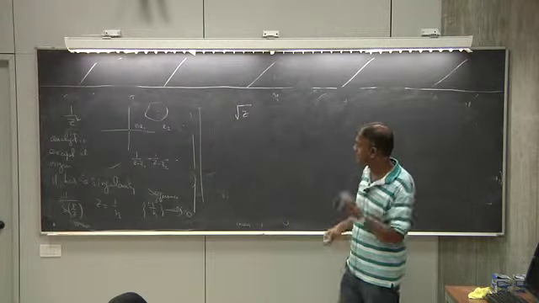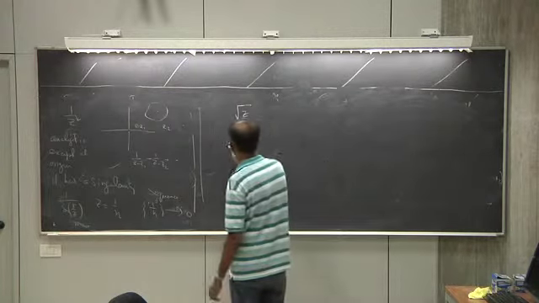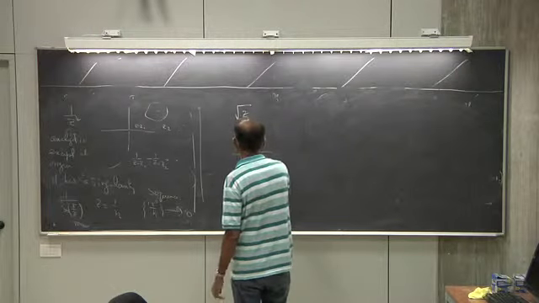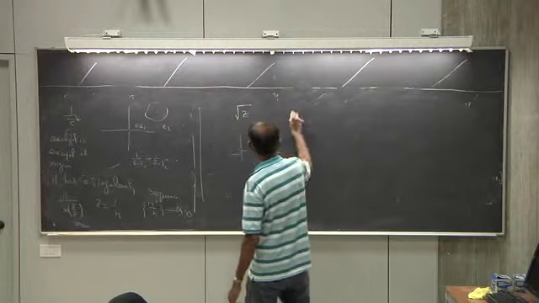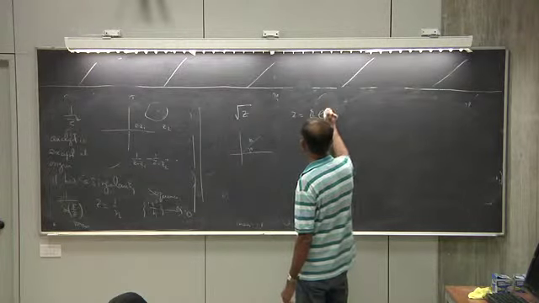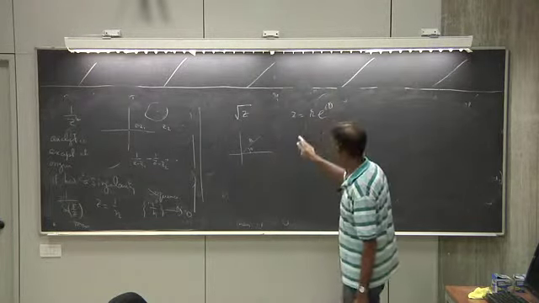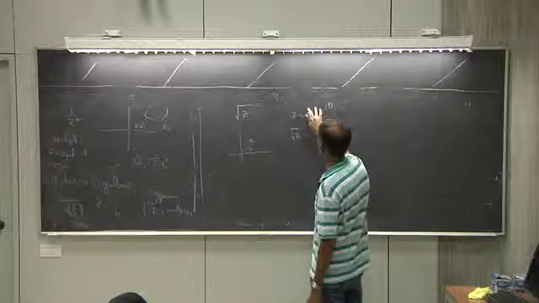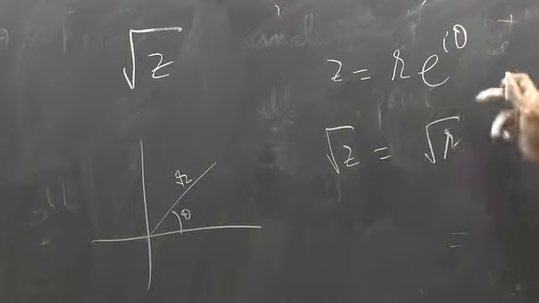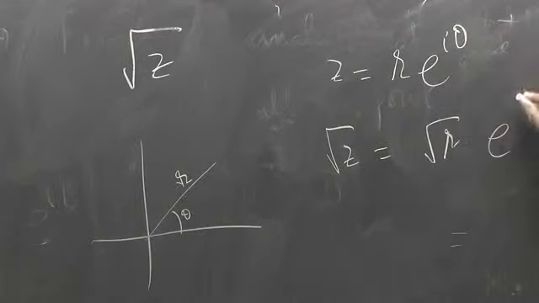This is a problem with the following. Remember z in polar coordinates: you have theta and r. The z was nothing else but r e to the i theta, right? So the square root of z is the square root of r. Okay, r is a positive number, so that square root perfectly makes sense. But this becomes e to the i theta by 2, right?